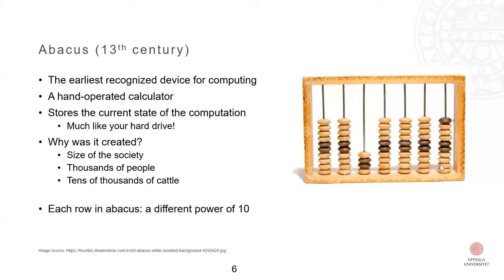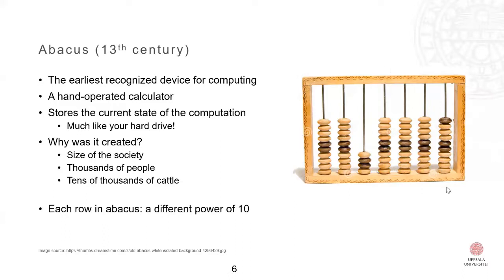Each of these digits can vary from 0 to 9. They are like numbers that we use these days. So it can be anywhere from 0 to 9. And it is, of course, hand operated. It needs a human being to do the calculations by hand.